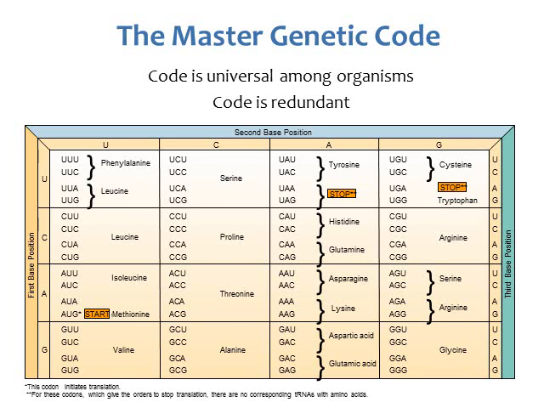And the process that happens is we have to use what's called the master genetic code. And this code is universal among all organisms. And also the second thing is the code is redundant. So first I'm going to show you how to use the chart.